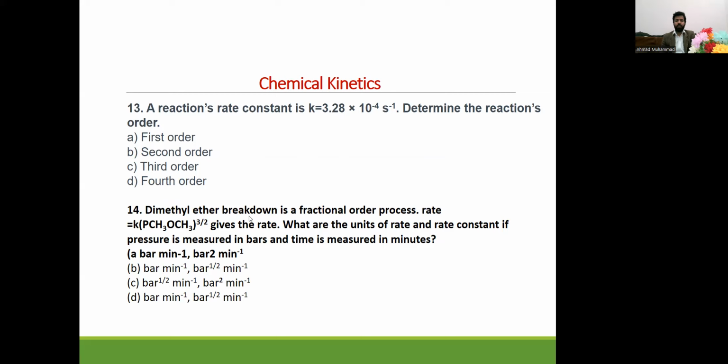For dimethyl ether breakdown in a fractional order process, the rate is K into P of CH3OCH3 raised to the power 3 by 2. What are the units of the rate and the rate constant, if the pressure is measured in bar and time in minutes? The first option is bar per minute, bar square per minute. Second option is bar per minute, bar to the power 1 by 2 per minute. Third is bar to the power 1 by 2 per minute, bar square per minute. And fourth option is bar per minute, bar to the power 1 by 2 per minute inverse. So the right option is B. Actually, the accurate answer is B.